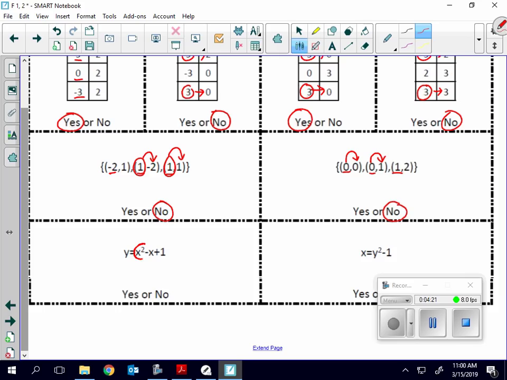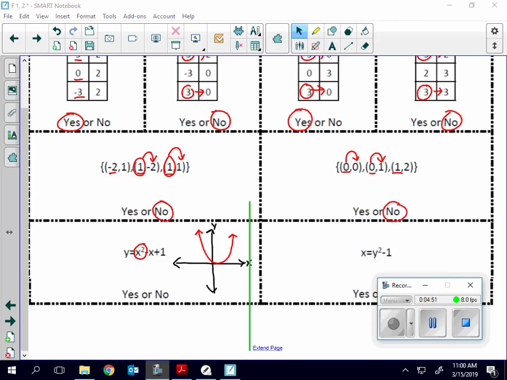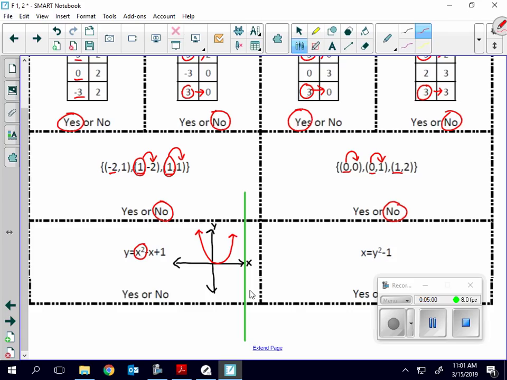When we have x squared, the graph is going to look something like this. Could you just sketch this for me? These are your axes, your x and y. And the graph itself will look something like this. Okay, it's going to be that U-shaped. It's going upwards because the first term is positive. And as you can see, if I took my line across here, it will never hit more than once. So this one is okay.